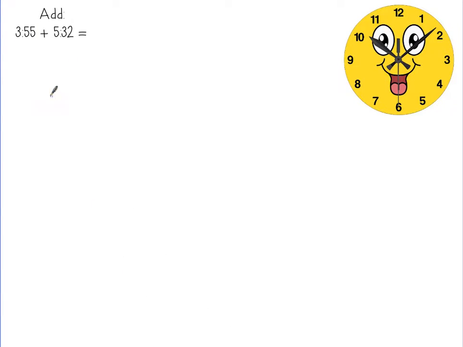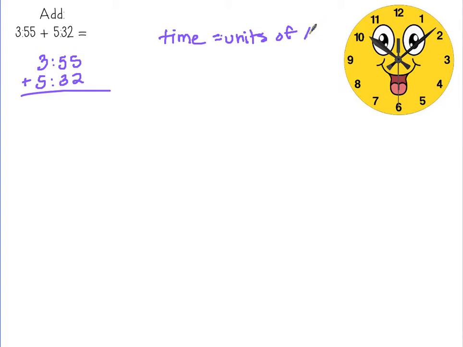So here we're just talking about time. We're adding 3 hours and 55 minutes, or the time of 3:55, plus 5 hours and 32 minutes. And right now we're not looking at it as a word problem, we're just looking at the math behind it. Now you have to remember, time works in units of 60. So 60 seconds to a minute, 60 minutes to an hour, etc., etc.